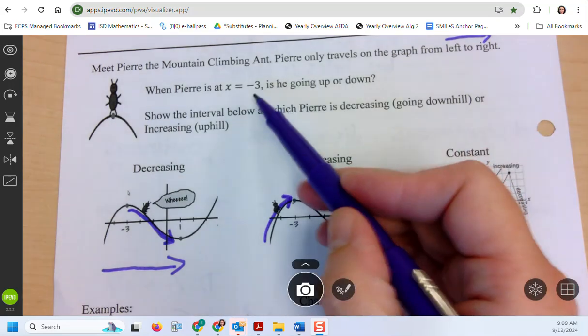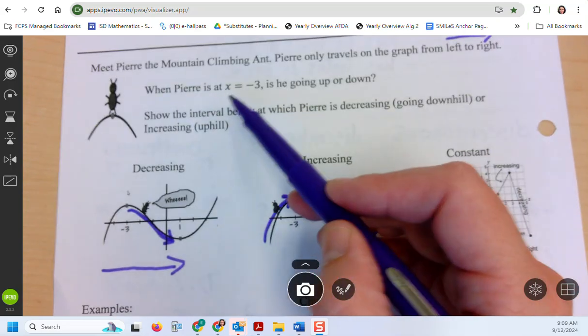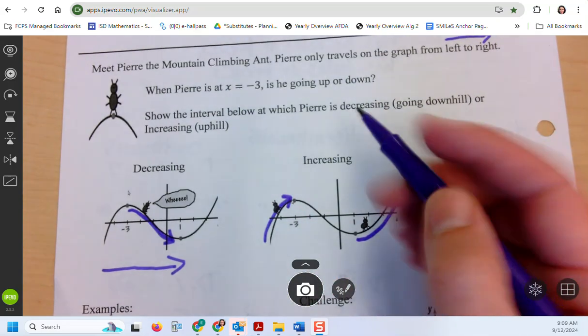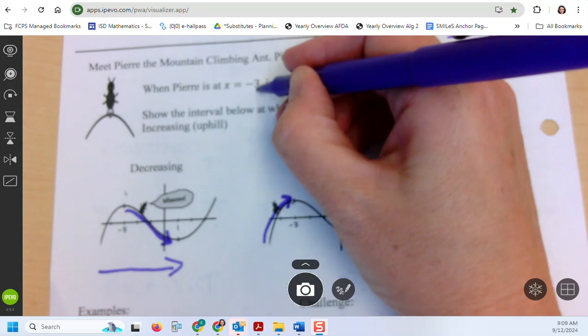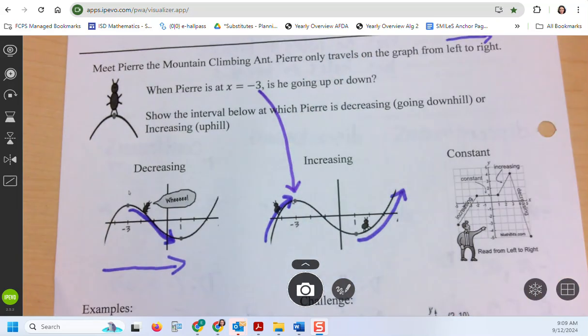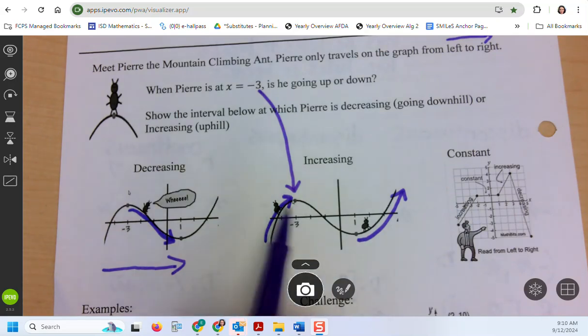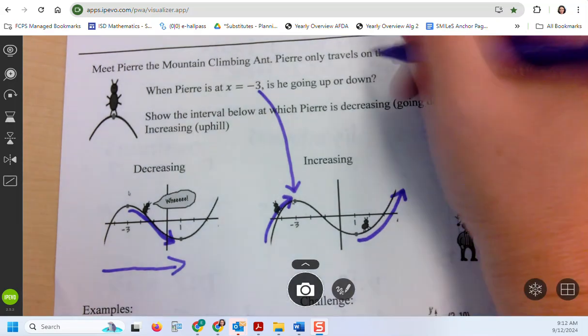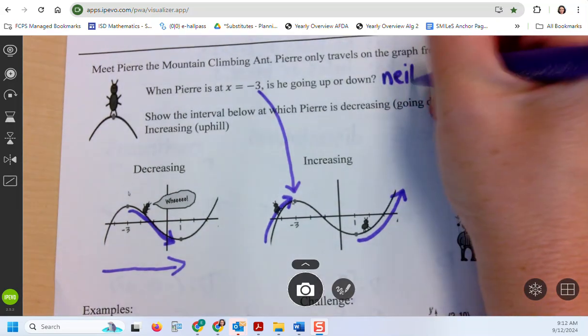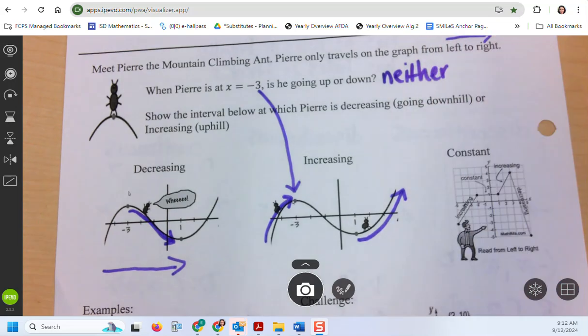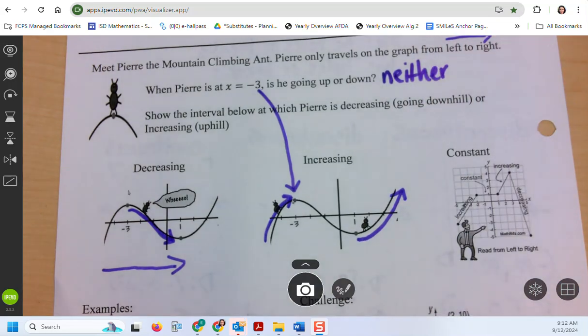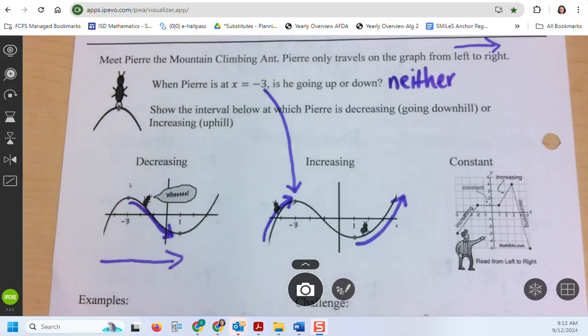Now here's a good question. When Pierre is at x equals -3, so that would be right here, is he increasing or decreasing? Is he going up or is he going down? Talk to your group about when he's right there at the very top. Is he increasing or is he decreasing? Okay, so at the turning point we said he's neither increasing nor decreasing. So we wrote neither right here.